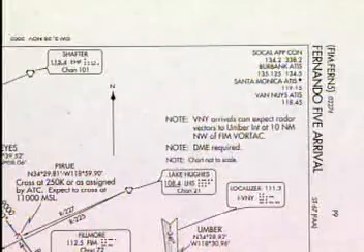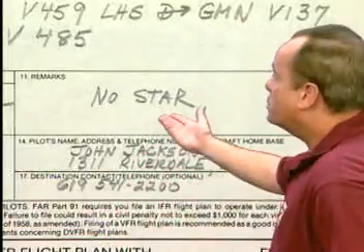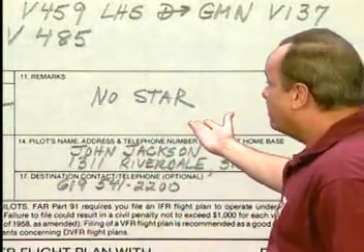Well, just like departure procedures, STARs can be assigned by the controller even if you didn't file one in your flight plan. And to accept a STAR, you must have an approved copy of the chart in your possession. So if you don't want to use a published STAR or don't have a current copy in the cockpit, just put no STAR in the remarks section of your flight plan.